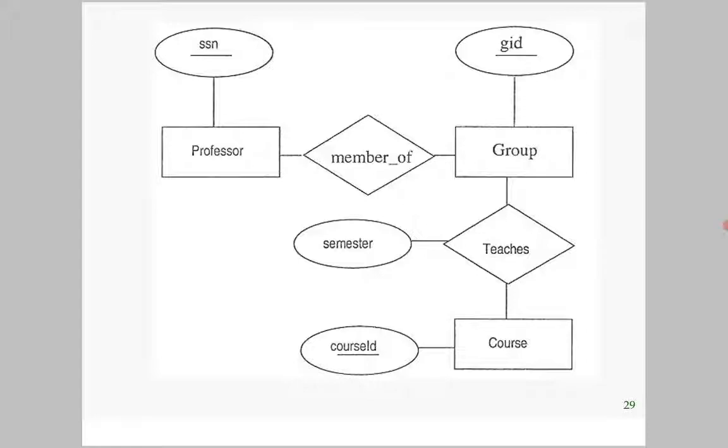Member of is a relationship that generally joins professor and group, and a group of professors teaches courses. Professors teach various courses. So here teaches is another relationship. So this is another example of a university example. This is another ER diagram, another way of drawing an ER diagram for the university example. All these are basic level or context level ER diagrams.